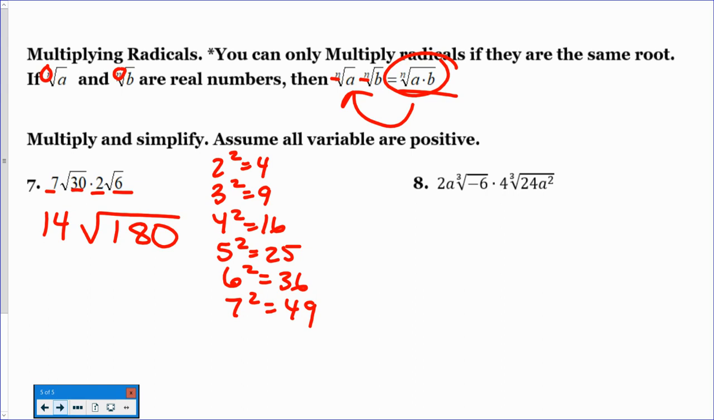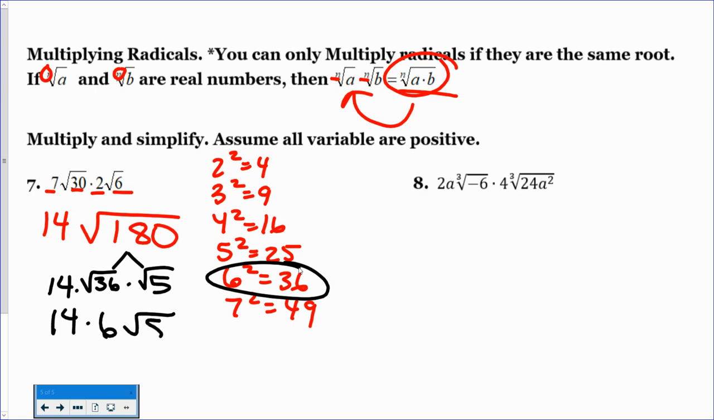Okay, you'll find that 4 does divide 180, but that's not going to be the largest. So the one you should be using is 36. So the square root of 36, and that goes in 5 times. So what is the square root of 36? That is 6. I'll leave the square root of 5. And then 14 times 6 would be 84 square roots of 5. Okay.